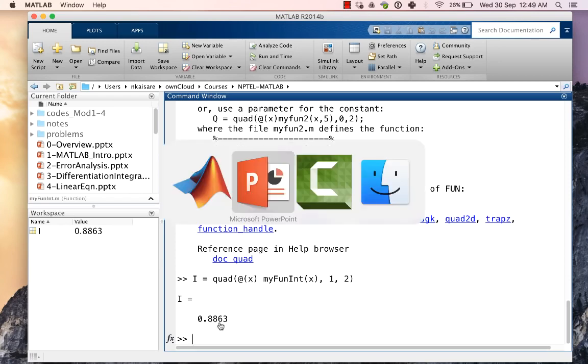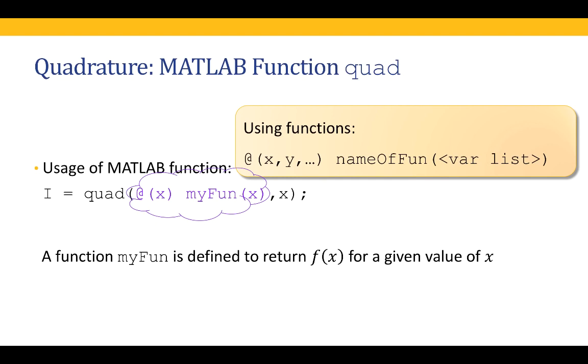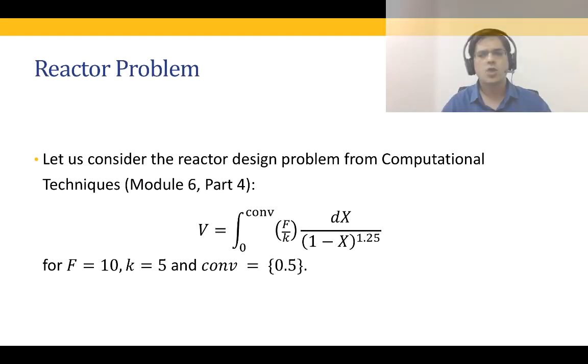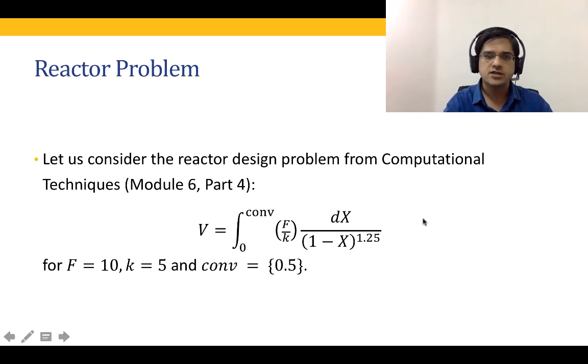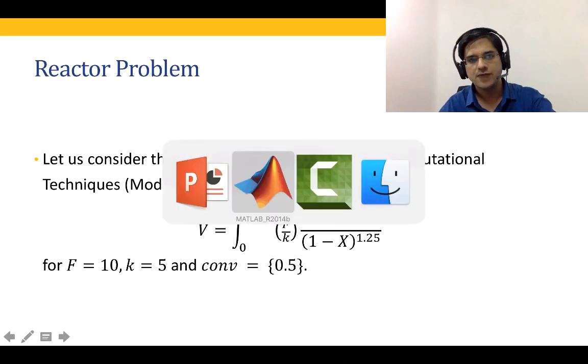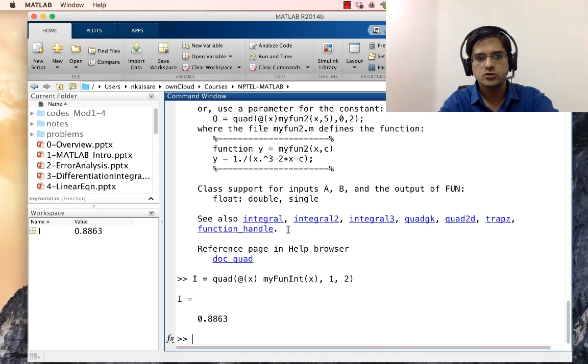What I'm going to do next is take up one more example, and that is going to be a physical example. We are going to find the integral from 0 to 0.5 of this particular function, where the function is F by k multiplied by 1 divided by 1 minus x to the power 1.25, where F is 10, k is 5, and we want to integrate from 0 to 0.5. So let's go to MATLAB and see how we want to do that.